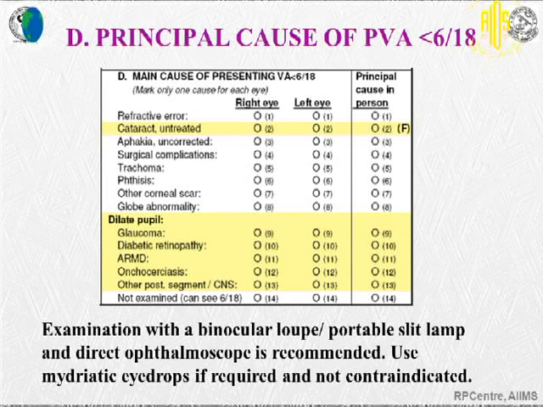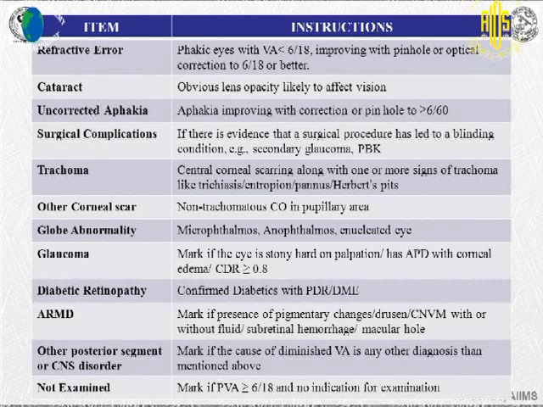This is the general guideline. For refractive error, option 1: mark it only if the unaided, presenting visual acuity without pinhole is less than 6/18, but when you give the pinhole, it improves to 6/18. If the patient cannot see 6/18 but can see 6/18 with the pinhole, then you mark the cause as refractive error. Cataract: if you have already marked obvious lens opacity and the vision is less than 6/18 even after pinhole. Uncorrected aphakia: improving with correction or pinhole to better than 6/60. Surgical complications: if there is evidence that the cataract surgery has led to intraoperative complications which have reduced visual acuity below 6/18.